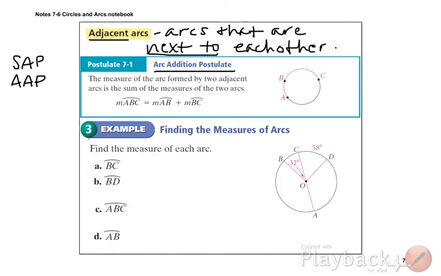So let's use this example here to figure out some missing arcs. One thing we want to remember too is that the central angle is equal to its intercepted arc. So if we look at letter A, I want the measure of arc BC, which is that arc right there. Now that arc matches its central angle. So that's going to be 32 degrees.